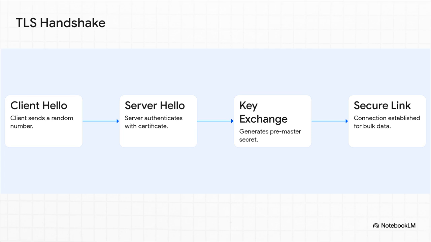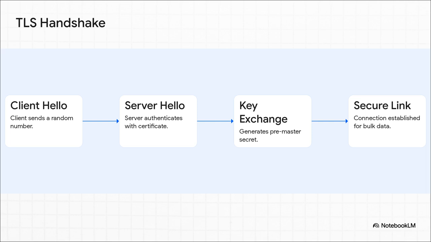specific steps. First, the client sends a hello message, which includes a random number. The server fires back with its own hello, its own random number, and that digital certificate we just talked about. Your browser verifies the certificate and then generates a pre-master secret. It encrypts the secret using the server's public key, which it grabbed from the certificate, and sends it over.